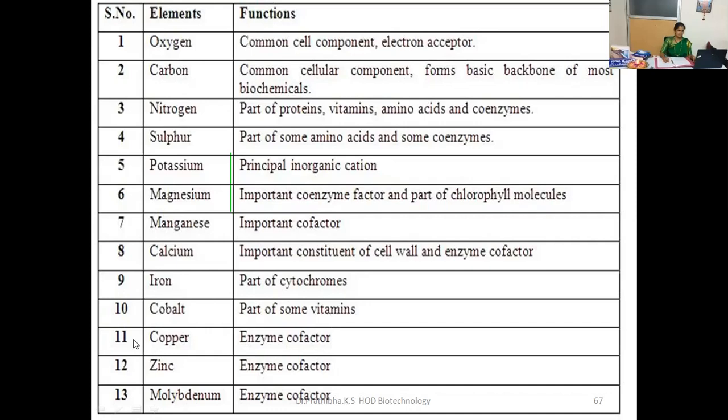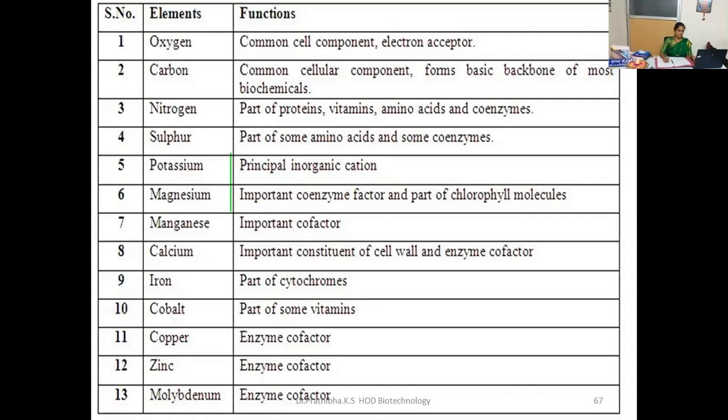Iron is a part of cytochromes and some vitamins. Then copper, zinc, and molybdenum again play a very important role as enzyme cofactors. All these chemicals will be supplied with other chemicals. For example, potassium will be supplied in the form of potassium nitrate. Iron will be supplied in the form of ferrous sulfate. Calcium will be supplied in the form of calcium chloride, manganese as manganese sulfate, and molybdenum as sodium molybdate.